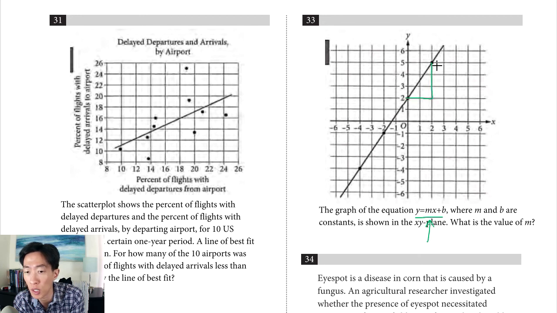So slope equals rise over run. What is rise? 5 minus 2 is 3. The run is 2 minus 0, which is 2. Therefore, the slope equals 3/2, and that's going to be the answer.